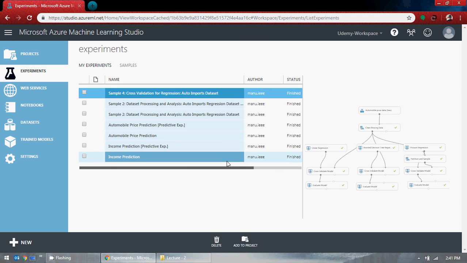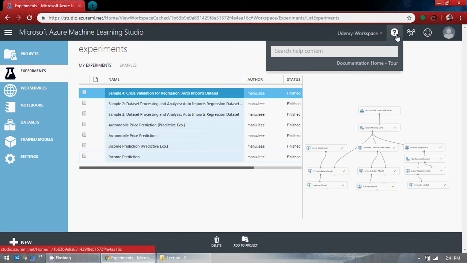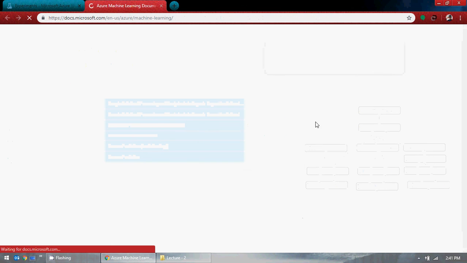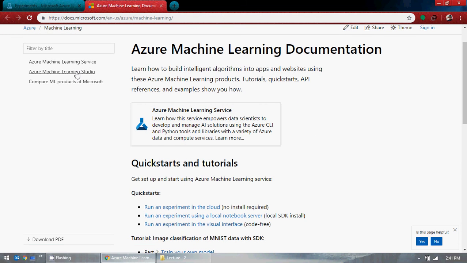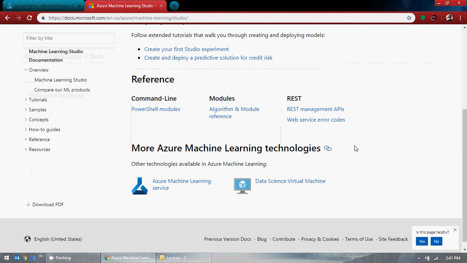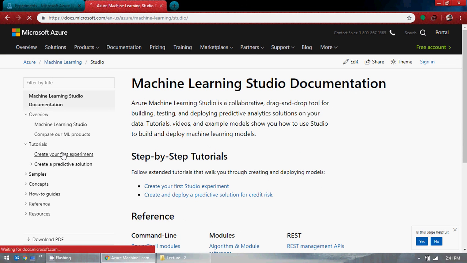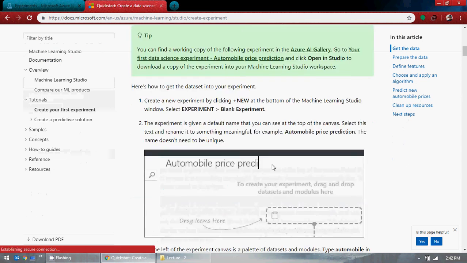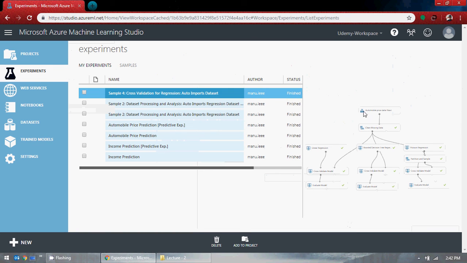If you have questions, you can refer to the documentation home, and actually I included it in the PDF, but nevertheless you can still go to Azure Machine Learning Studio, create your first experiment, and use this one. I've included that in the PDF document. You don't have to use this one, but you can still use it. If you have any questions, you can reach out to me.